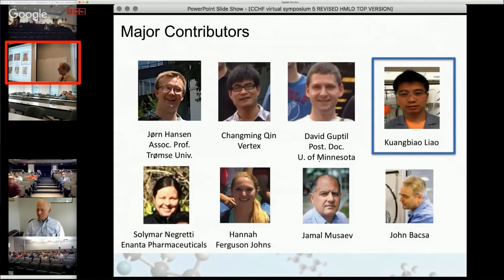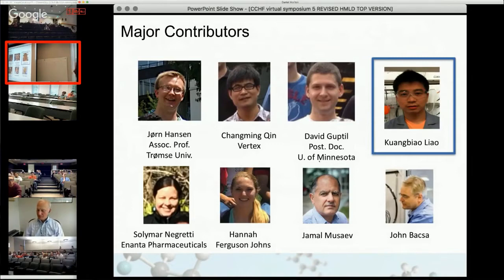Cha-Ming Chuen was involved in characterizing those catalysts and determining the full scope of them. David Gupta was involved in developing the reagents to make them more robust, to allow them to do this type of chemistry. Solomon Negretti was involved in a key structural element that became part of these final catalysts that I will talk to you about. Hannah Ferguson-Johns, an undergrad in the lab, also was involved in developing some catalysts. And you'll see the structural elements of these catalysts is really important.